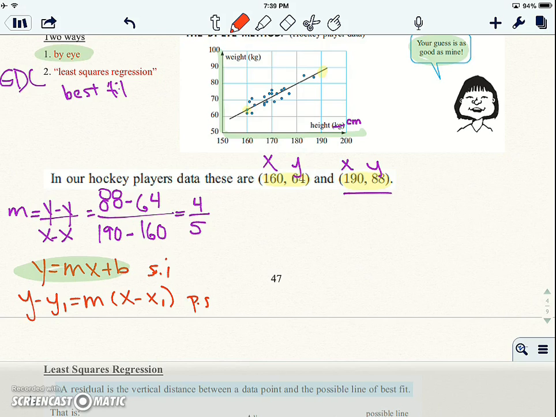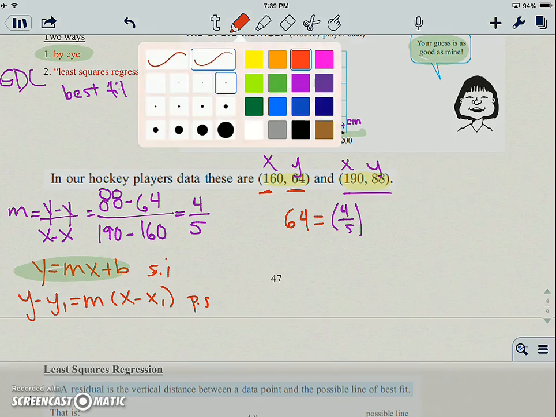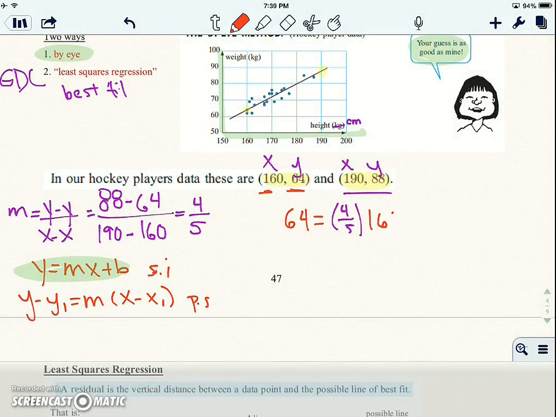So let's think about it. We have an x and a y. Pick one. I'm going to go ahead and pick this y and this x. So y equals m. Well, my m is 4/5. And then my x from here is 160 plus b. If you do the math, you will get that b equals negative 64.